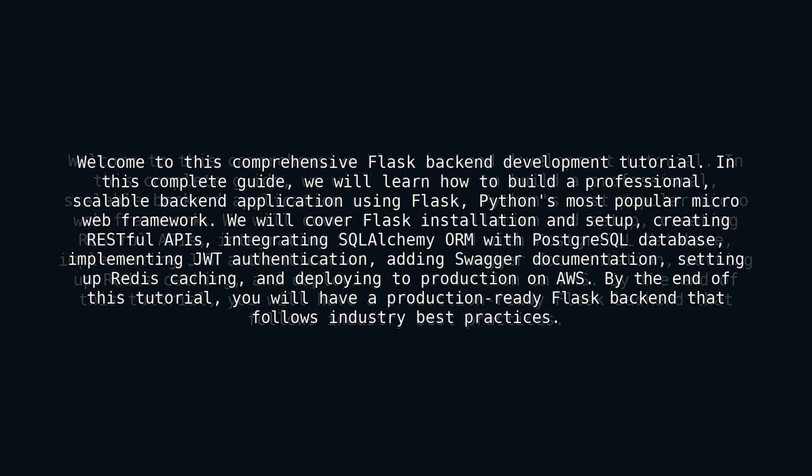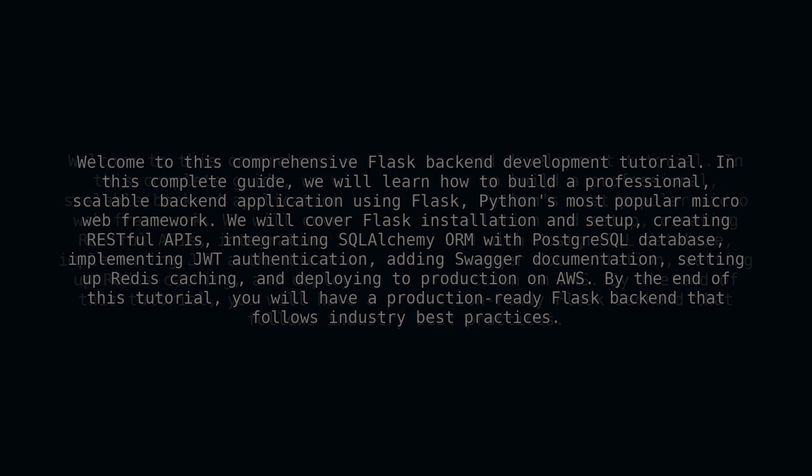In this complete guide, we will learn how to build a professional, scalable backend application using Flask, Python's most popular micro-web framework. We will cover Flask installation and setup, creating RESTful APIs, integrating SQLAlchemy ORM with PostgreSQL database, implementing JWT authentication, adding Swagger documentation, setting up Redis caching, and deploying to production on AWS. By the end of this tutorial, you will have a production-ready Flask backend that follows industry best practices.